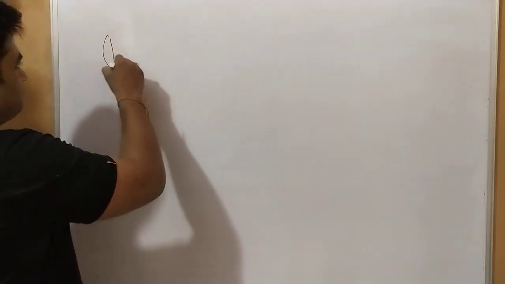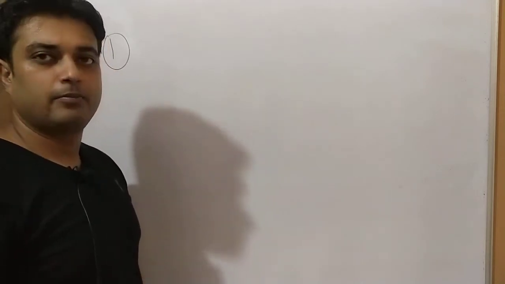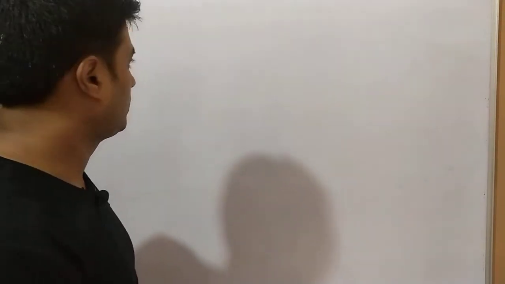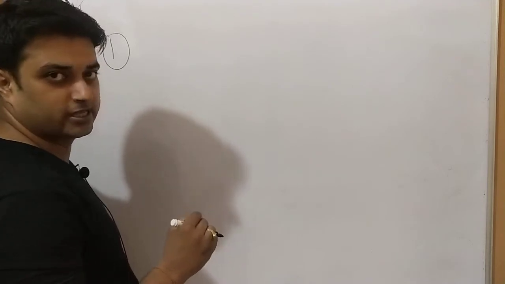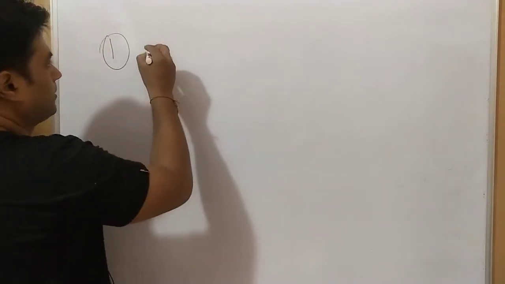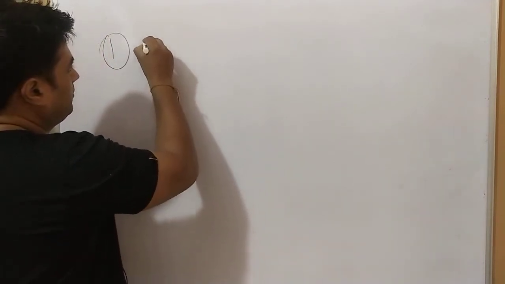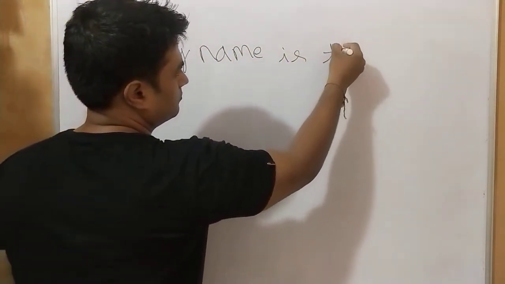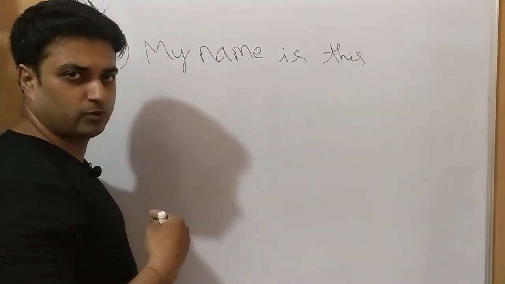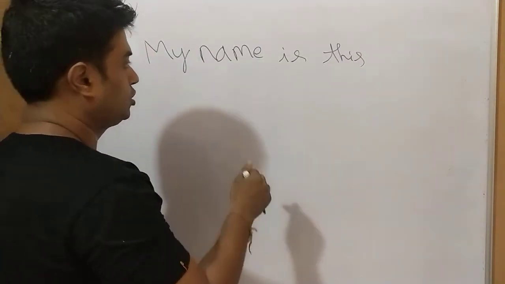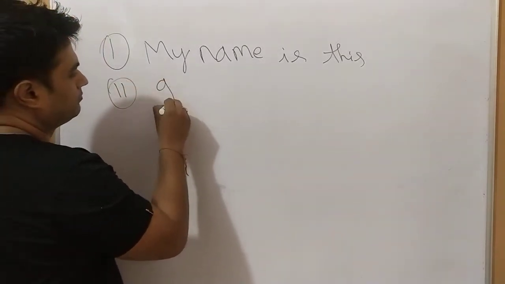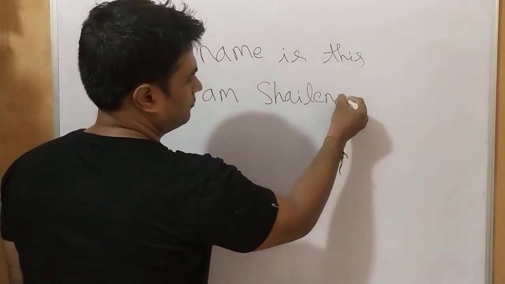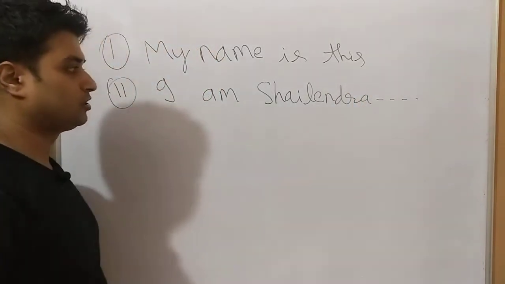The first one is, I have seen many people saying "myself this" when they are introducing themselves to somebody. That is the wrong way. When one has to introduce oneself to somebody, one is supposed to say either "my name is this." For example, my name is Shailendra Kumar Dwivedi, so I will say "my name is Shailendra Kumar Dwivedi," or I can say "I am Shailendra Kumar Dwivedi." So this is the right way.